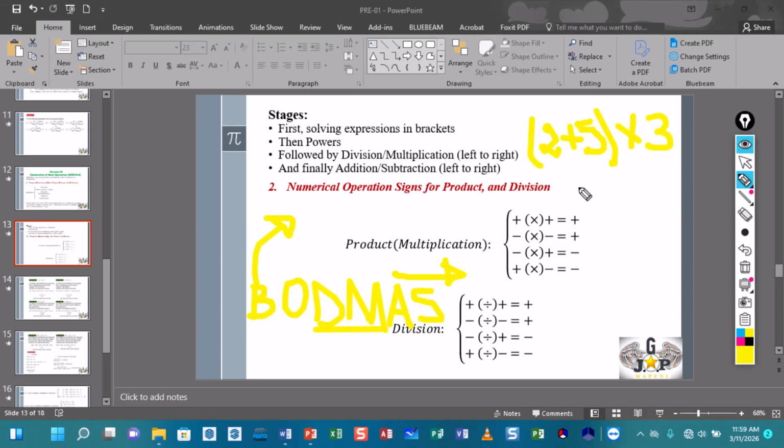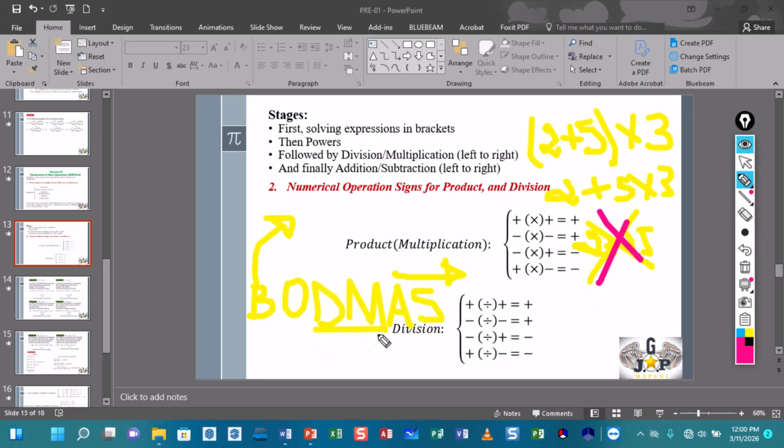You don't open the bracket like this, like 3 plus 5 multiply by 3, and say, okay, I'm gonna keep the 3, then I'll put a plus here, then I will go 5 times 3 gives me 15. This is wrong, absolutely wrong, completely wrong, because it does not obey the BODMAS law.